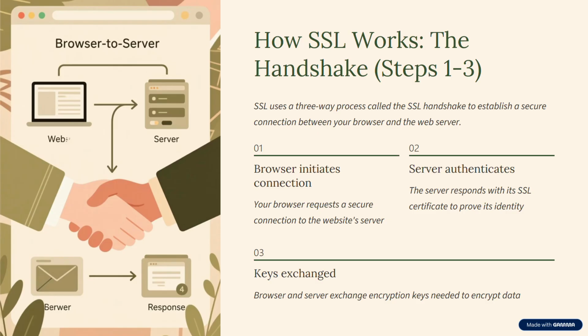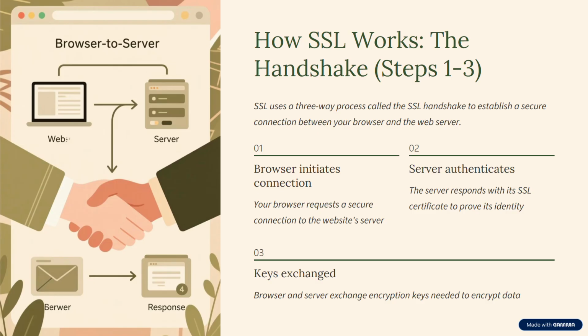How does the SSL handshake process work? There are basically two types, SSL handshake and TLS. SSL is a three-way process, called the SSL handshake, to establish a secure connection between the browser and the web server. We know that we use browsers, that could be Edge, Chrome, Mozilla, or Safari.